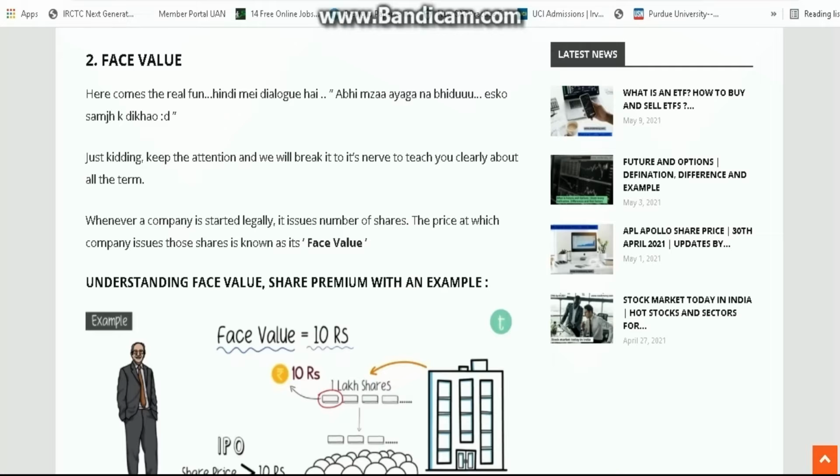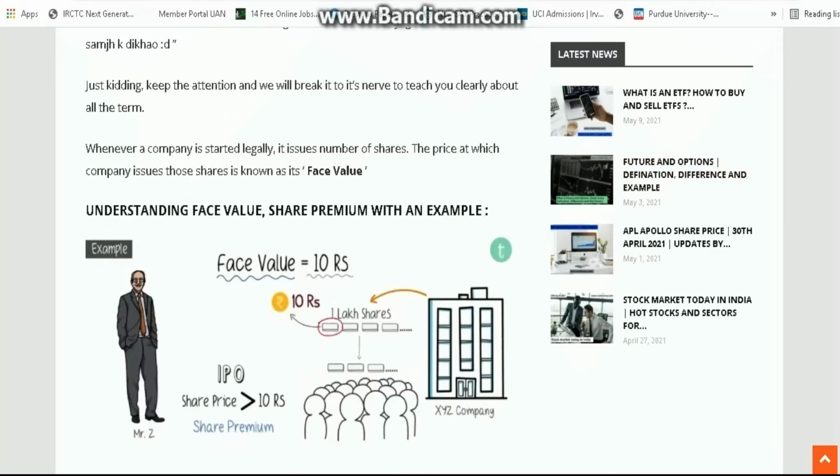The website which you are watching right now is one of our blog websites, and here we write stock blogs. So here you can see the face value, and we are going to read more about the face value with a live example. Here we just went through an example, so let's understand this in detail.